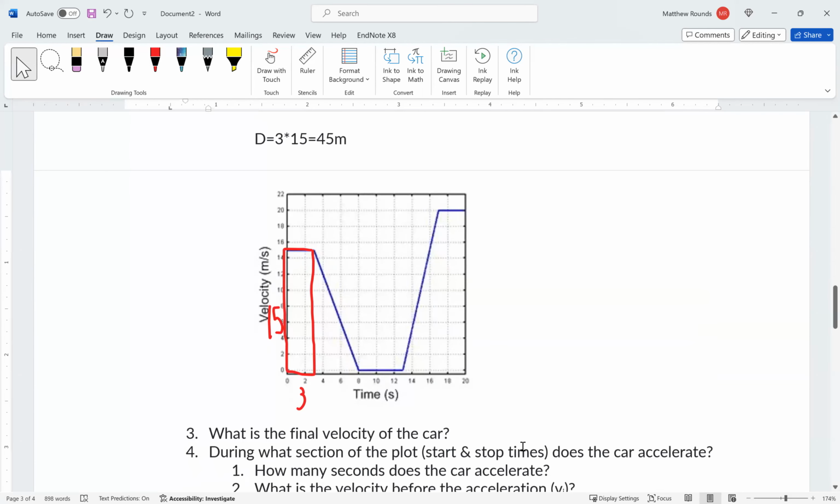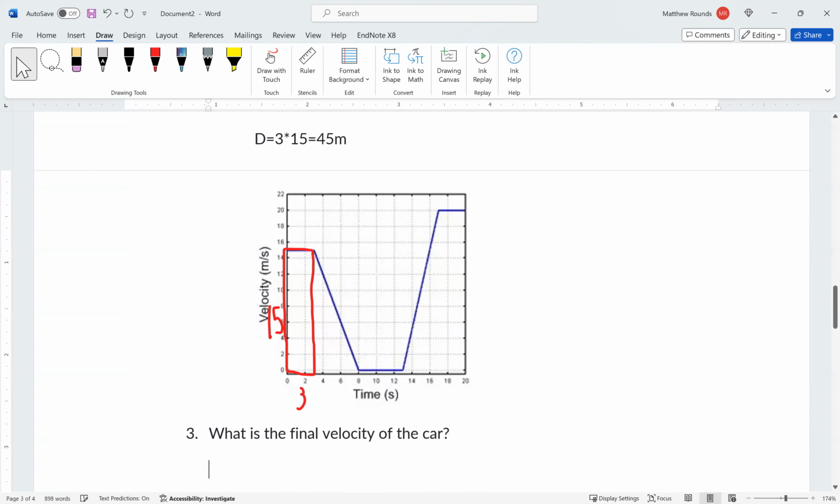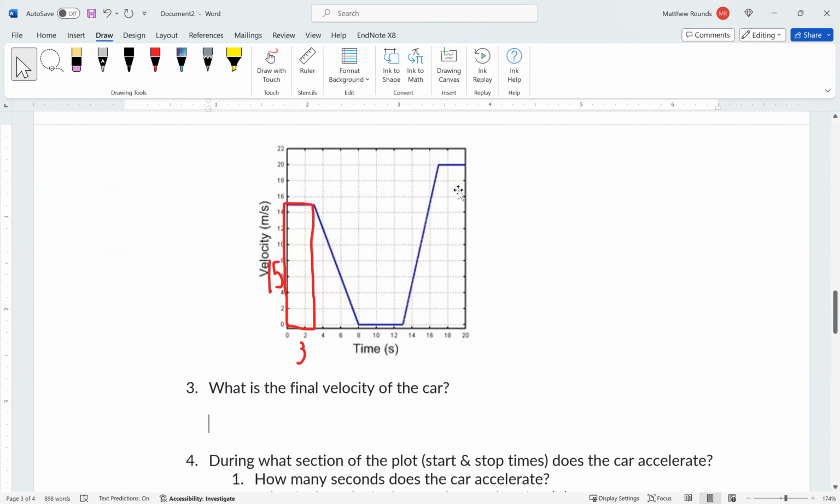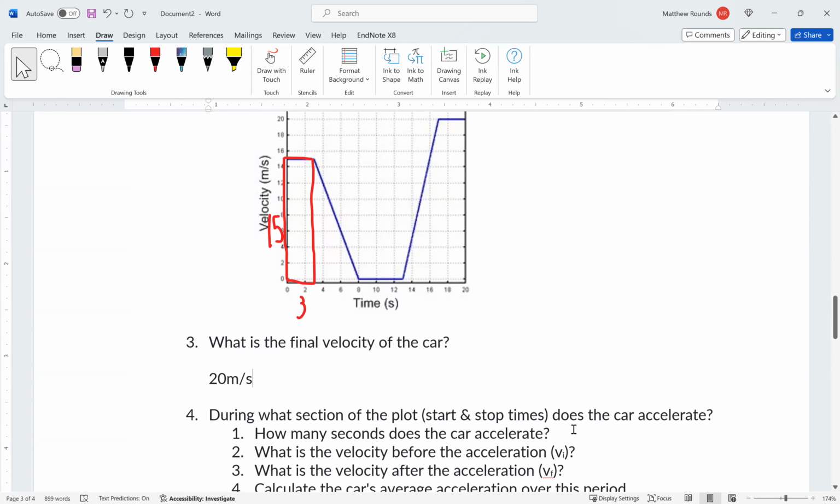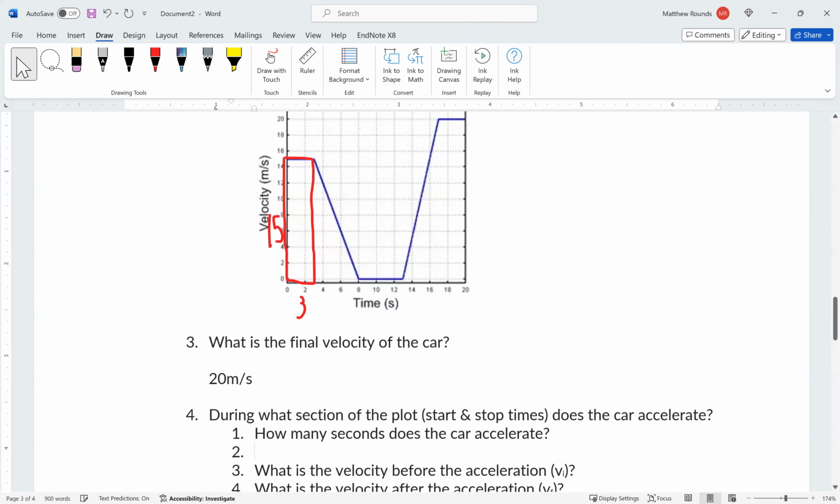All right, what is the final velocity of the car? So it's asking about up here. It said the final velocity was 20 meters per second. Good. We already said 20 meters per second. That's good enough.